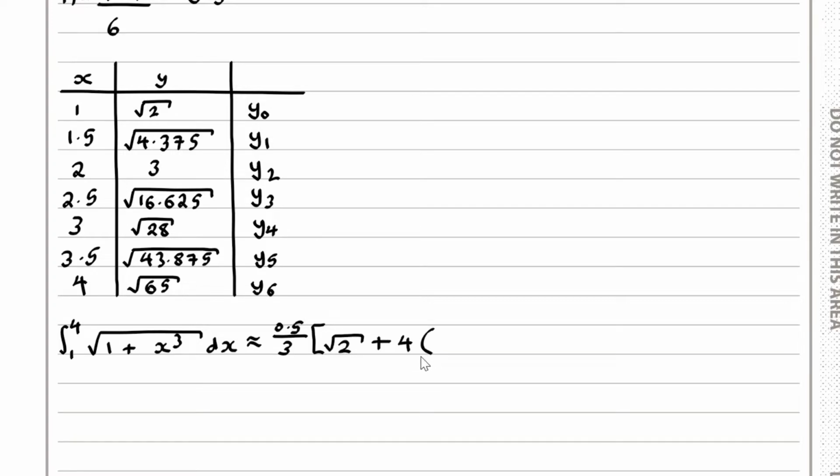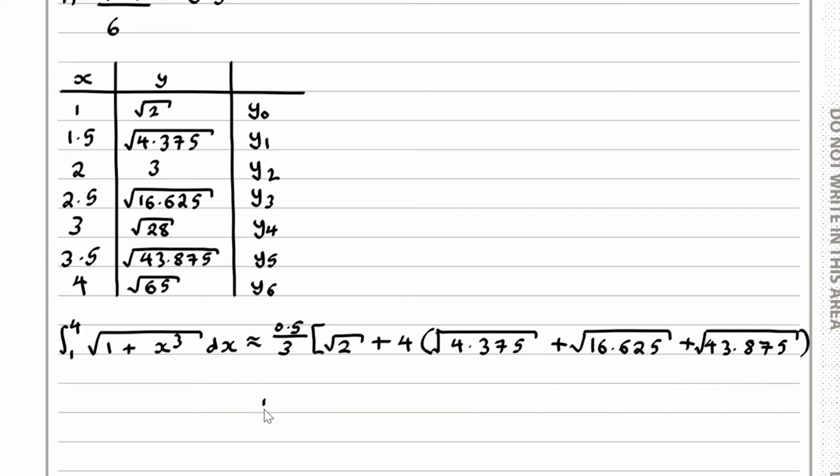plus 4 lots of the odd y values, so we have y1, y3 and y5 added together. So we have here 4.375 square rooted plus the 16.625 square rooted plus the 43.875 square rooted. Okay, and then we have 2 lots of the even y values, so we have y2, which is 3, plus y4, which is the square root of 28. Okay, and then we add on our final y value, y6, so we add on the square root of 65.